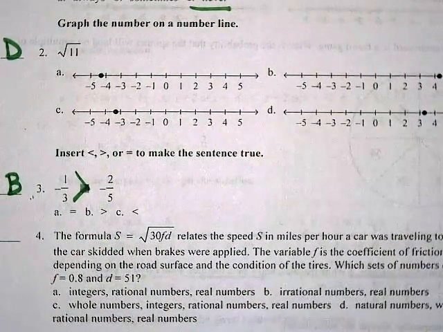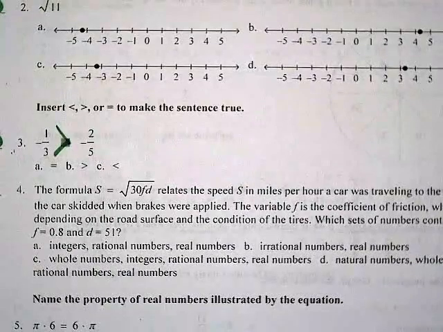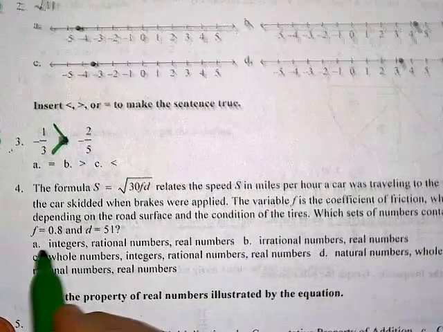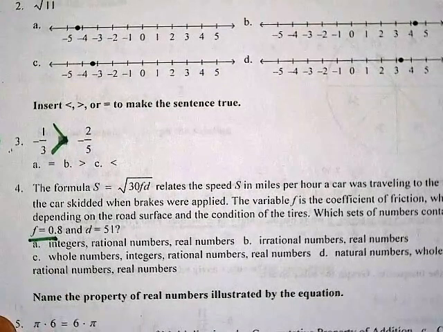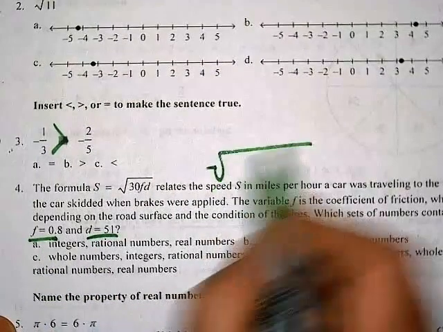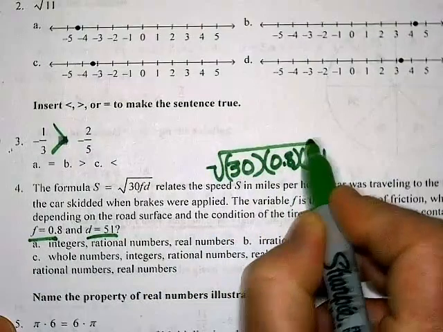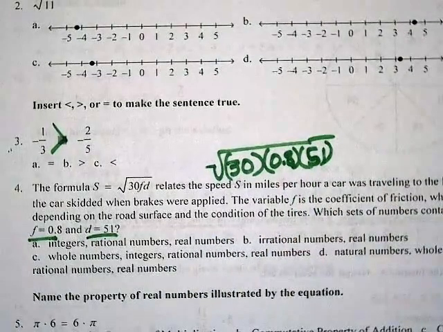Number 4 says the formula, square root of 30 FD, relates speed S in miles per hour that a car was traveling to the length D in feet that the car skidded when the brakes were applied. The variable F is the coefficient of friction, which varies depending on the road surface and the condition of the tires. Which set of numbers contains the value S for F being 0.8 and D being 51? So we've got to put that in there. 30 times 0.8 times 51. So work that out.